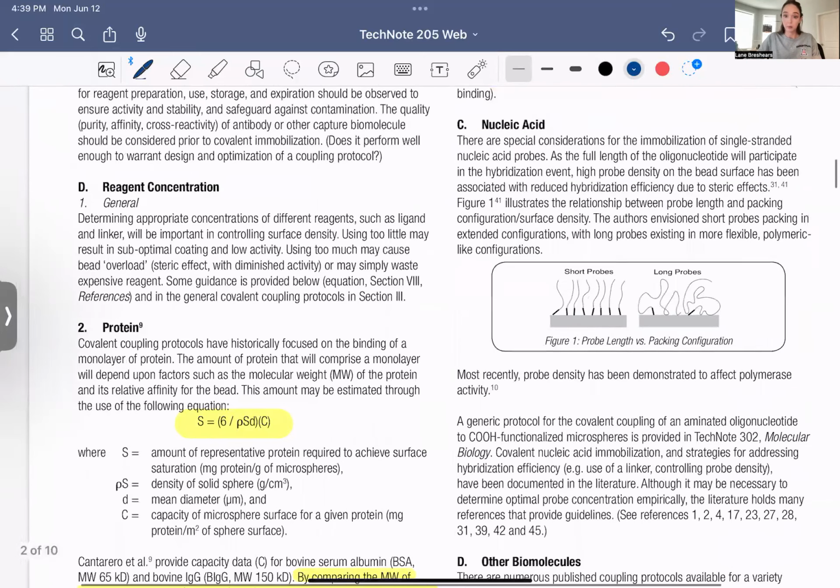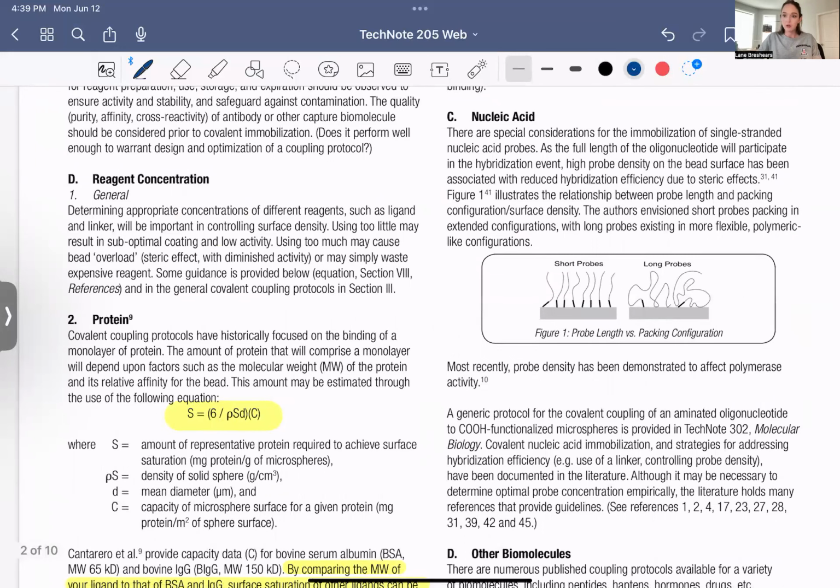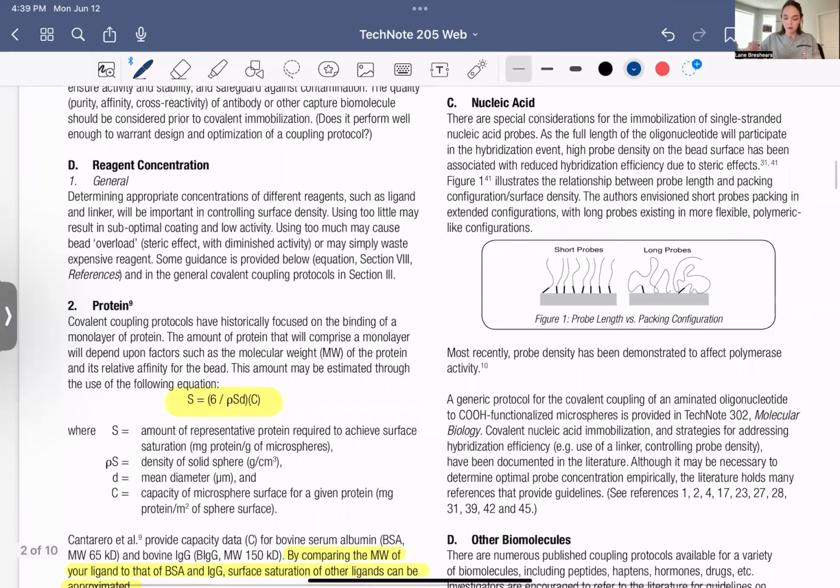So that's if you're working with proteins. Now, chances are nucleic acids are also extremely popular, so you might be using nucleic acids. And here, the main considerations, I'll read this, for the immobilization of single-stranded nucleic acid probes. As the full length of the oligonucleotide will participate in the hybridization event, high probe density on the bead surface has been associated with reduced hybridization efficiency due to steric effects.